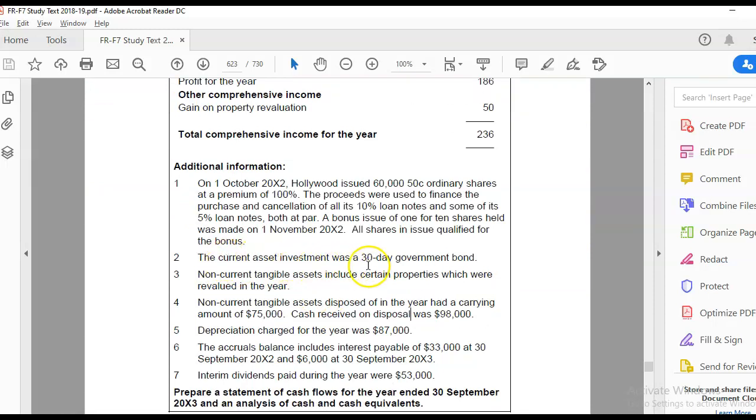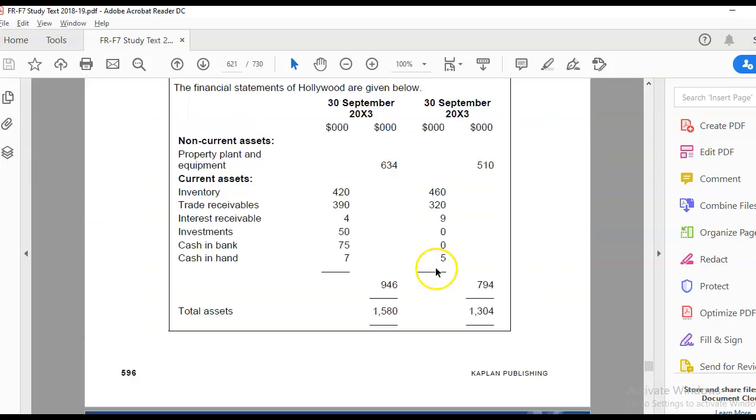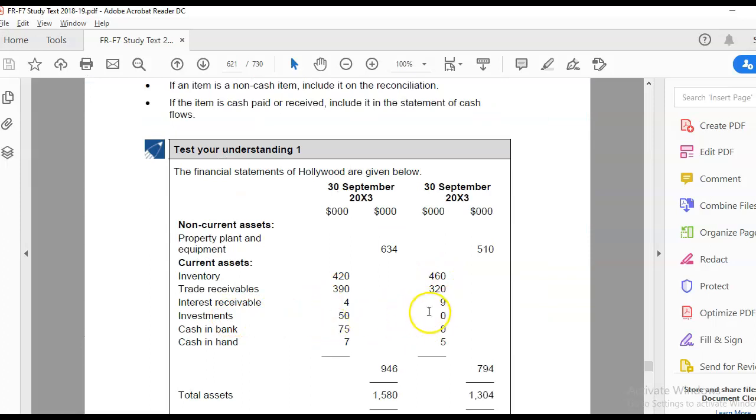Now the current asset investment was a 30-day government bond. So for that, please come to your current assets and observe where there is an investment. I can see a line item called investments, and I can't treat it as a purchase of investment in investing activities because they say it is a 30-day government bond, which means it's a highly liquid asset, and if it's highly liquid, I'm going to treat it as a cash equivalent. That is towards the end of the proforma, I'll take it.